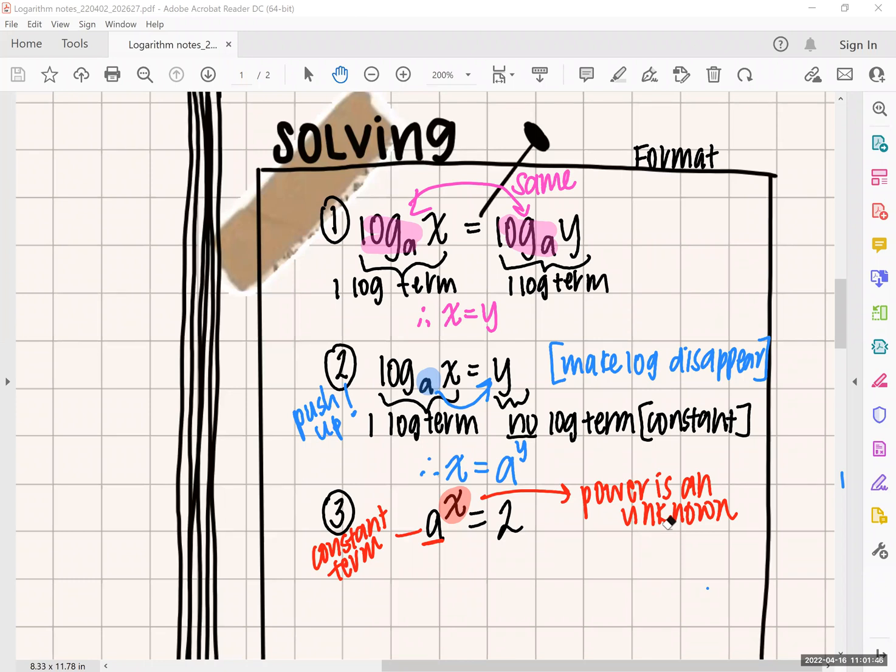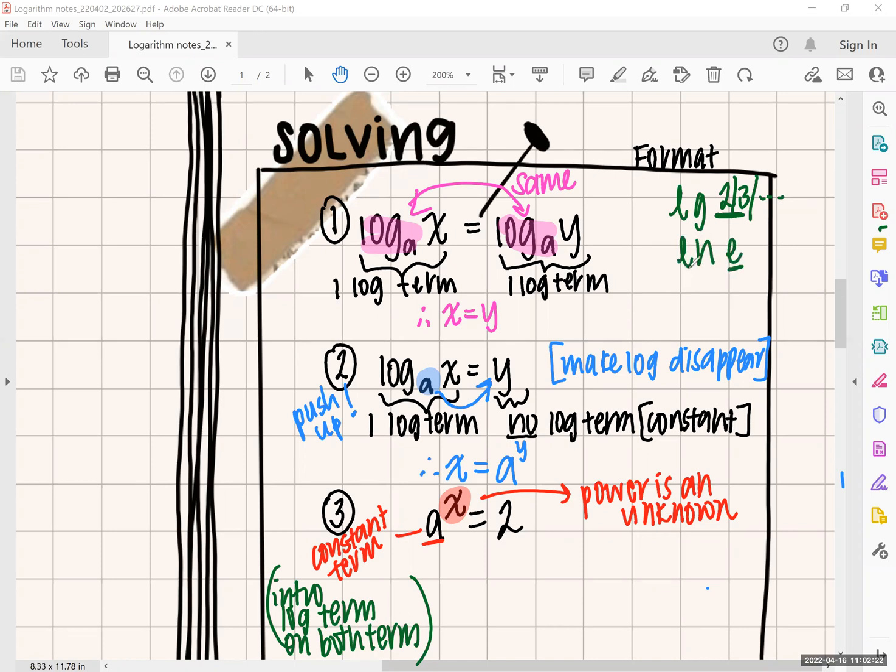So this is when you will use your calculator. And remember I told you your calculator has a base of 10. So this is when you introduce, the technique is called introduce a log term on both sides. Now, some students say, Miss Lin, can I introduce ln? Yes, you can, but usually I don't do that. Ln goes with e. Log goes with a number. I repeat, log goes with a number like 2, 3, 4, 5, 6. Ln goes with e.